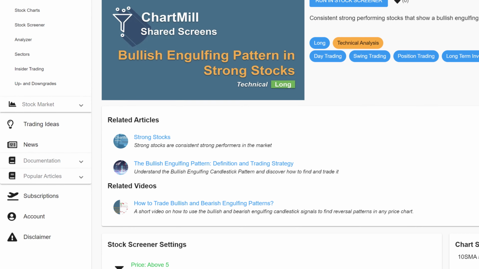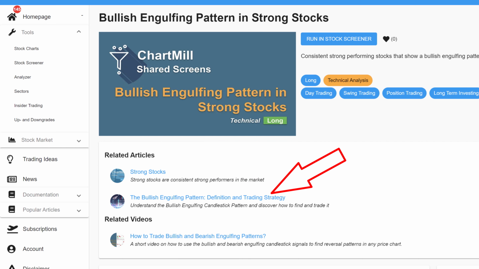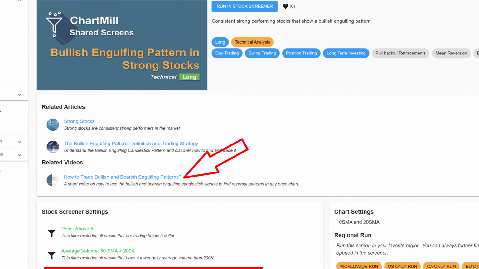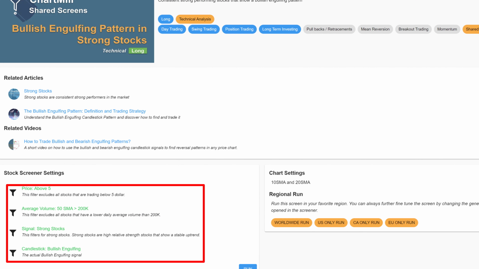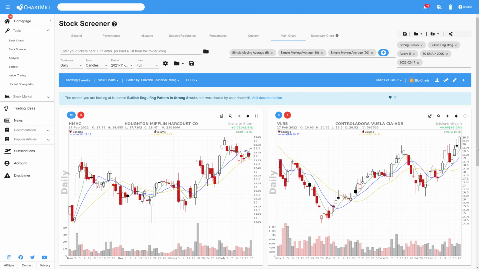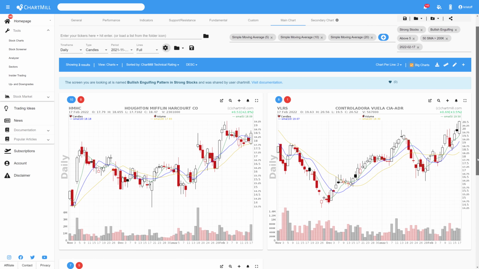On the screening page, there are links available to additional articles and videos explaining these concepts. Furthermore, a price and volume filter are also added. Because the bullish engulfing pattern is used in combination with shares which are rising, one does not look for reversal moments, but for intermediate breaks in an existing trend. So here it is, a continuation pattern.